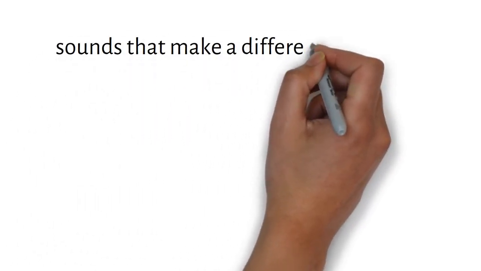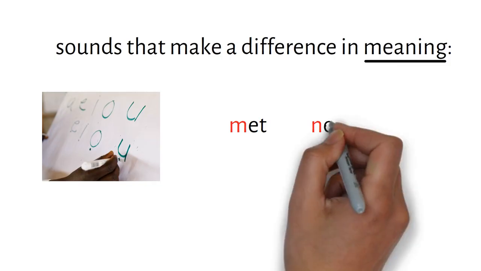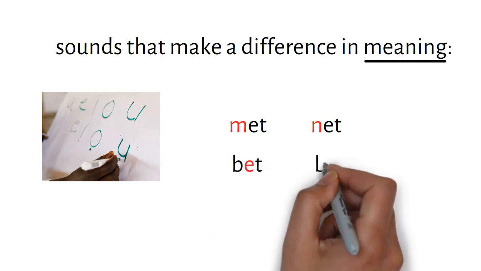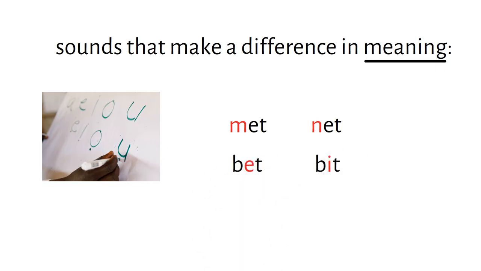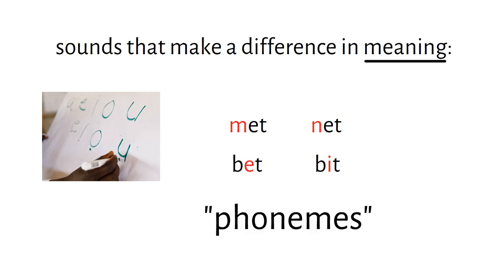By sounds, we're really talking about the sounds that make a difference in meaning. In the words met and net, the M and the N make a difference in the meaning of the words. In bet and bit, the vowels make a difference in the meaning of those words. These sounds that make a difference in meaning are called phonemes.